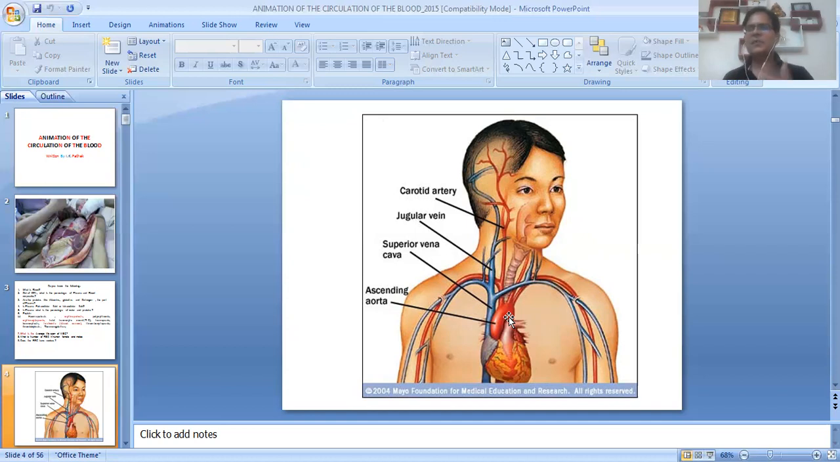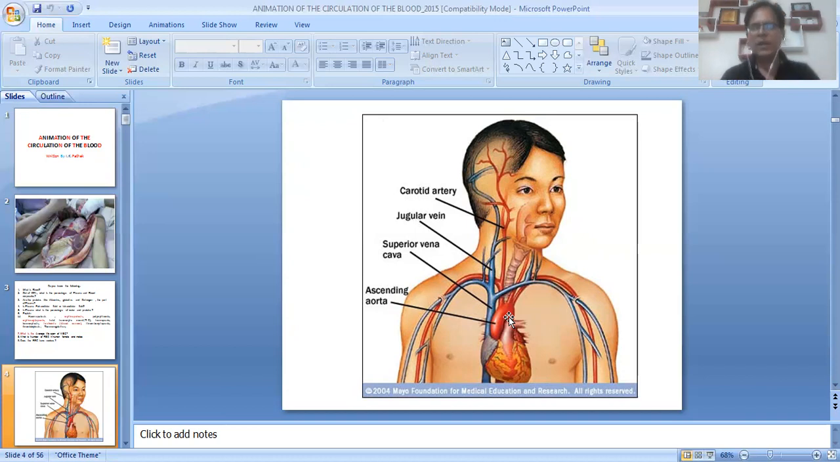Okay. Next one is called the inferior vena cava. Superior vena cava, I told you, carries blood from the upper part of the body. And from the lower part of the body, it carries the impure blood to the heart. It takes the blood to the heart. And via the heart, it goes to the lungs where it gets purified.